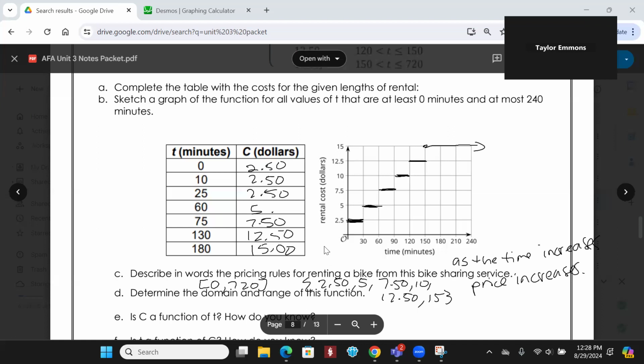Now, is C a function of T? Does the cost depend on how much time you use? Yes, because cost depends on time. Is T a function of C? So does the time depend on the cost? No. Okay.